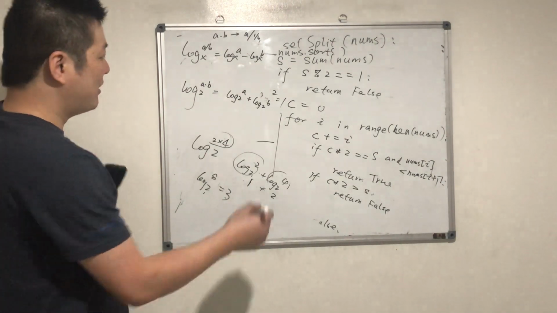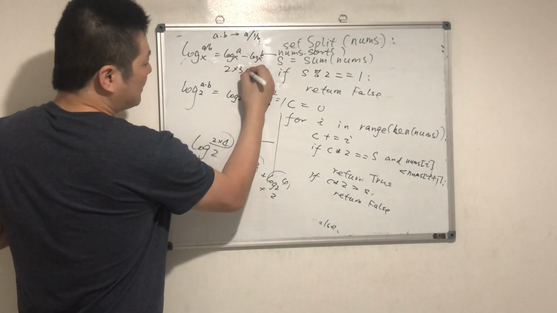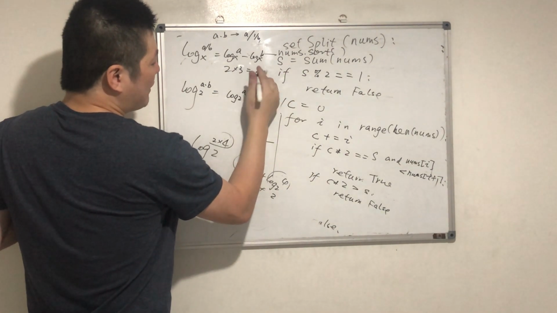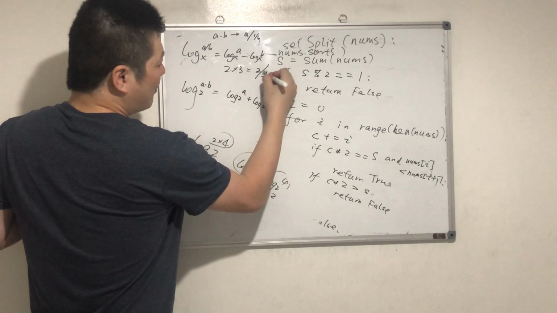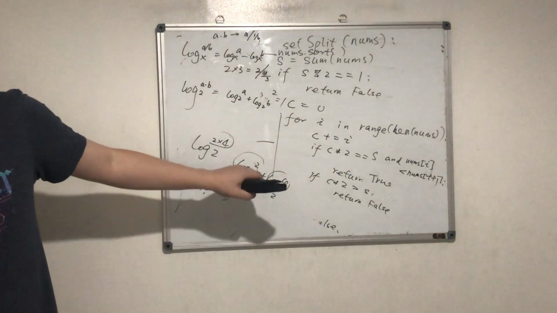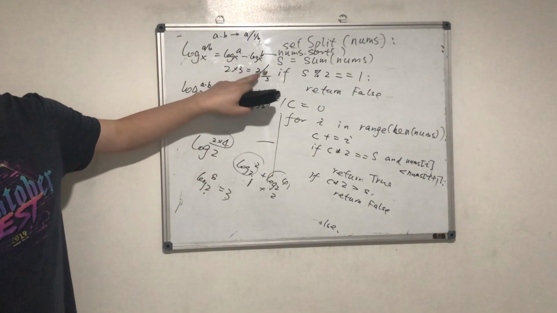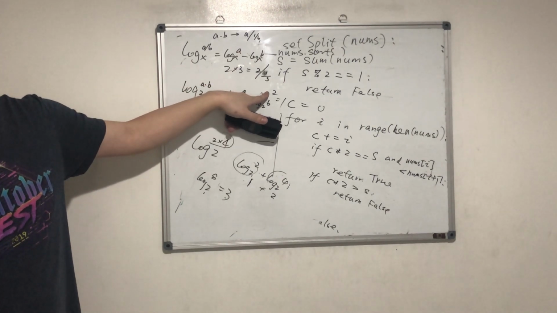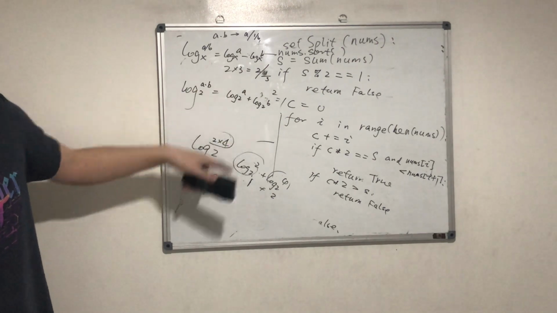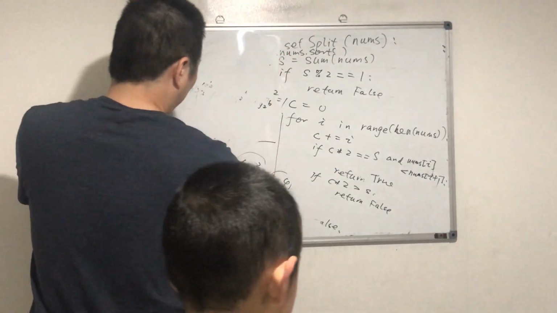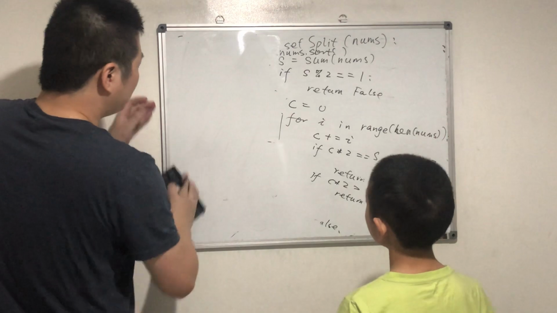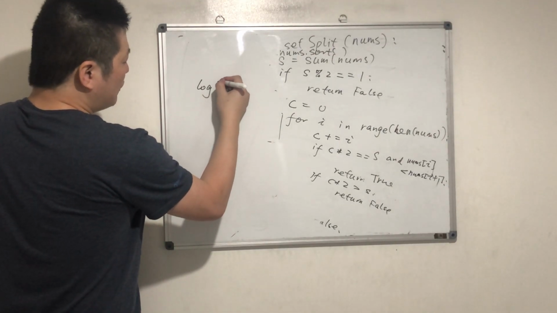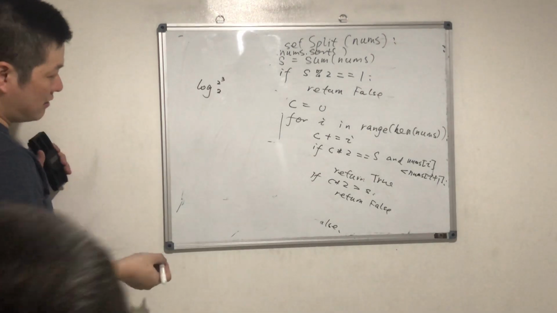Am I right? Yeah. Look, 2 times 3 equals 6, which is the same as 2 divided by 1 over 3, yeah? Am I right? Yeah. It makes sense, okay. Another thing, a little bit more. Log 2 to the power of 3 here equals what?